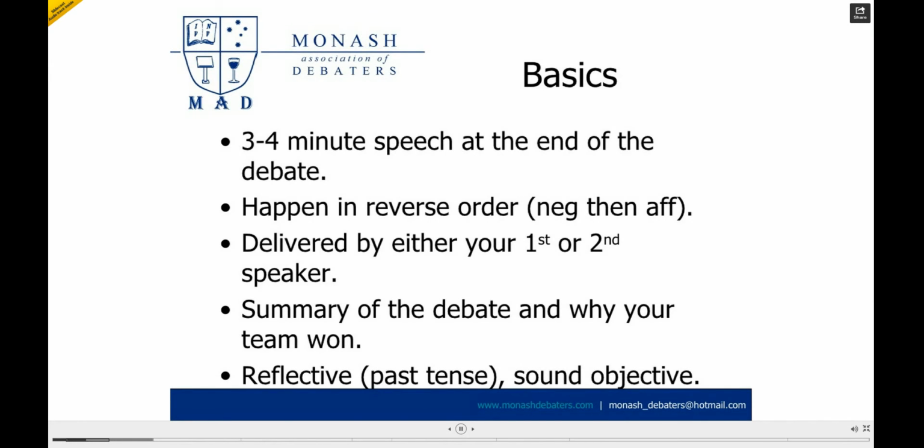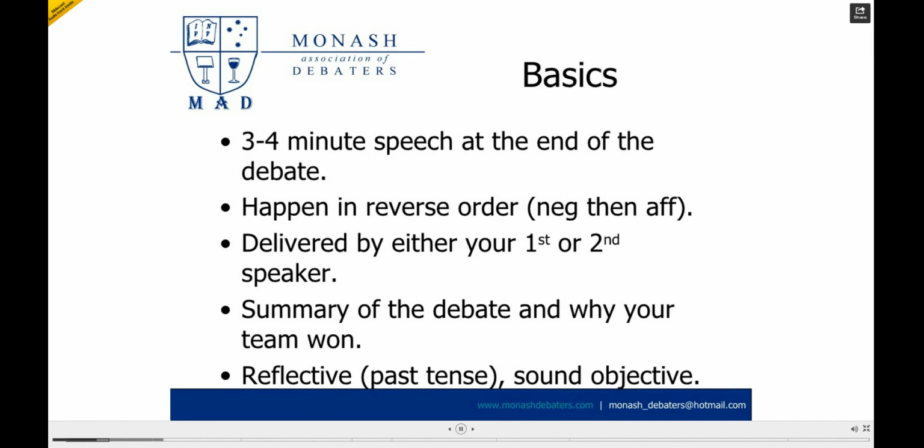And basically it's a summary of the debate and why your team won that debate. So you're not going to argue anything, you're not going to bring in new material or rebut anything. You're going to look back at the debate that happened, you're going to discuss that debate in 3 to 4 minutes, what the key issues were in that debate, and you're going to basically tell everyone why at the end of that your team won.